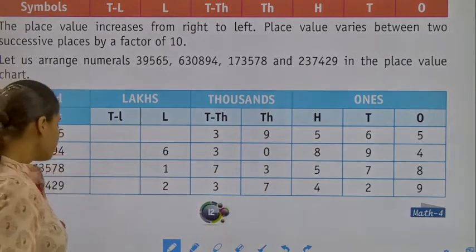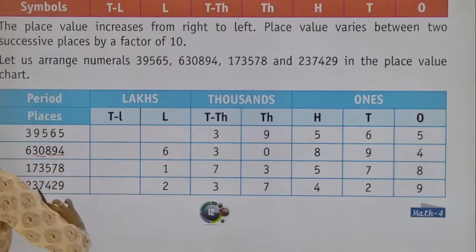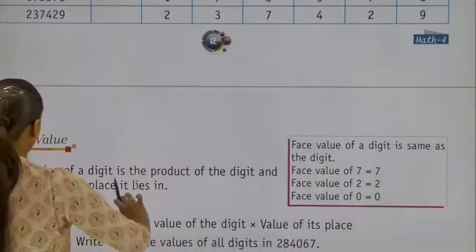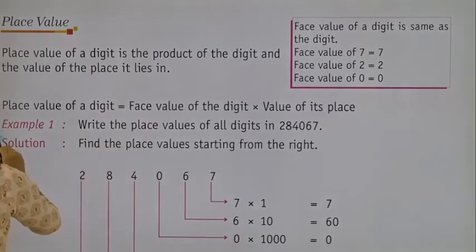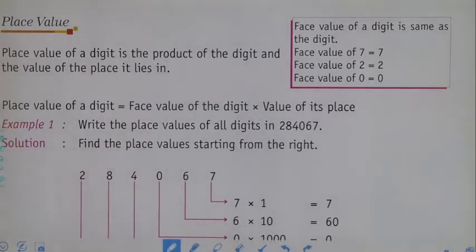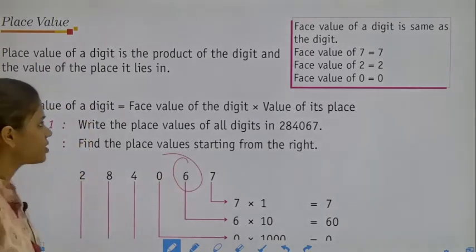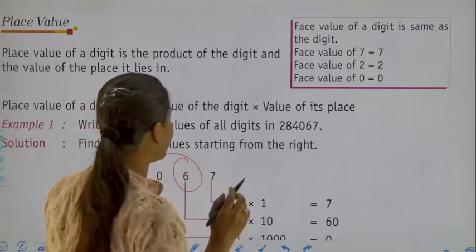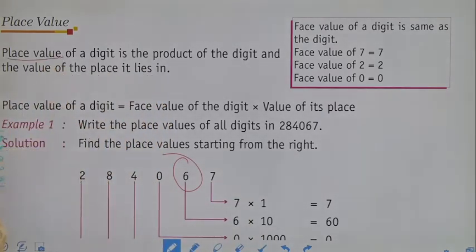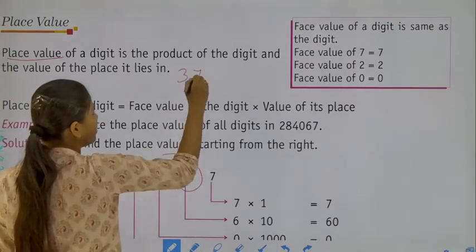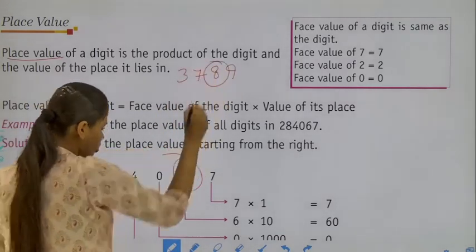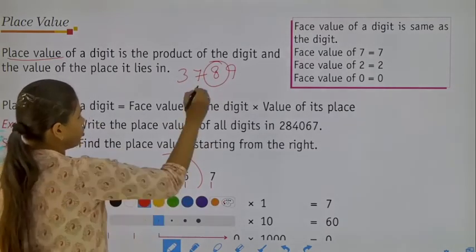Now students, move to the next. Place value of a digit is the product of the digit and the place value of the place it lies. Students, what is place value? For example, if I tell you, tell me the place value of 6, that is 60. There is one, particular place value. Like we have this number 3789, and I say tell me the place value of 9.